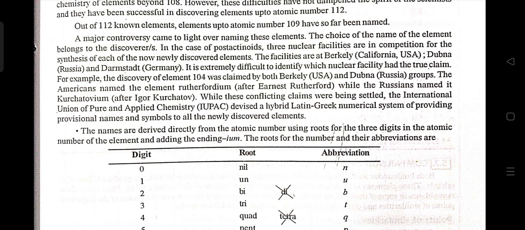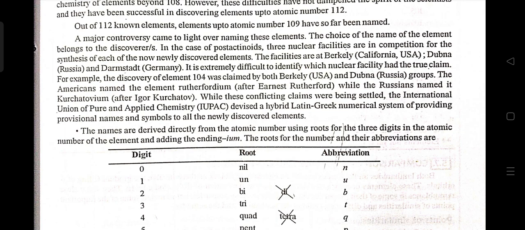named. A major controversy came to light over naming these elements. The choice of the name of the element belonged to the discoverers. In the case of post-actinoids, 3 nuclear facilities are in competition for the synthesis of each of the newly discovered elements. The facilities are at Berkeley, California, Dubna, Russia, and Darmstadt, Germany. It is extremely difficult to identify which nuclear facility had the true claim. For example, the discovery of element 104 was claimed by both USA and Russian groups. The Americans named the element Rutherfordium after Ernest Rutherford, while the Russians named it Kurchatovium after Igor Kurchatov.